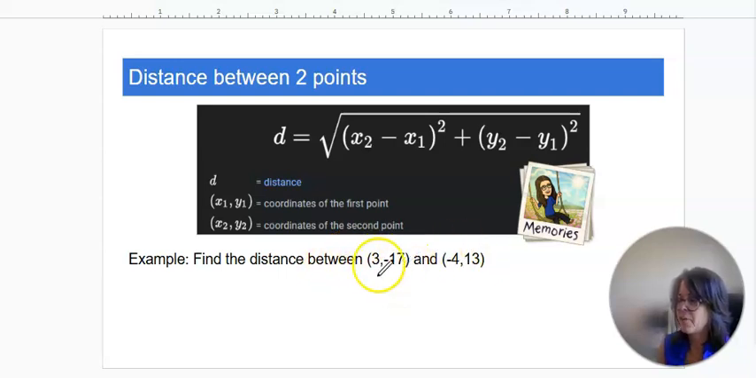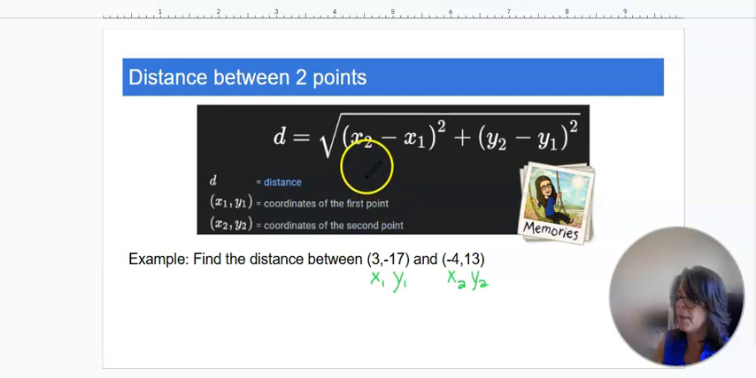Each point has an x and a y. We're going to call the first ordered pair x sub 1 and y sub 1, and the second ordered pair x sub 2 and y sub 2. Those subscripts only help us tell the difference between whether we're looking at the first ordered pair or the second ordered pair. They don't do anything mathematically to these numbers. They're just a way of telling the difference between the first pair or the second pair.